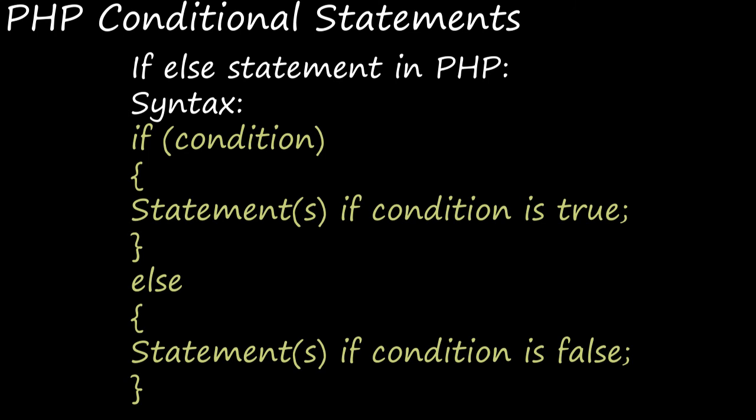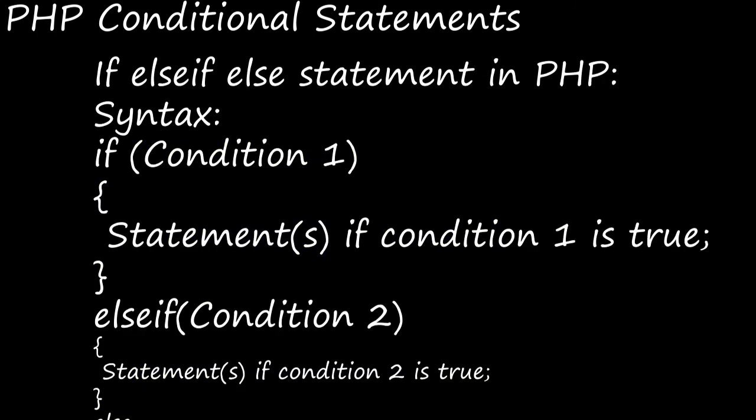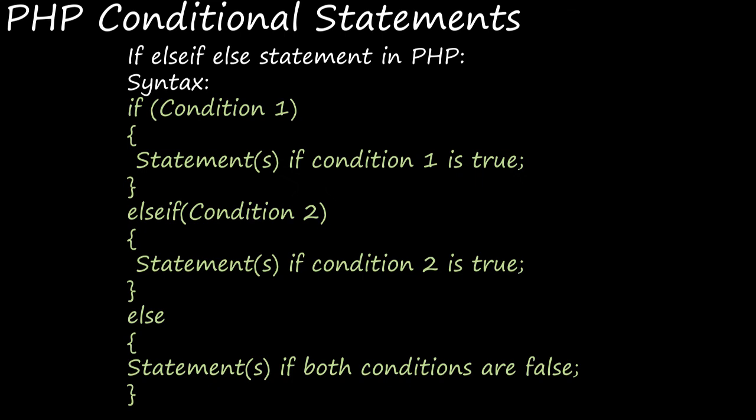If else means for true you will have one set of statements. If the condition is false, we will have another set of statements. With else if, we can have multiple conditions, right? If the condition is true, one statement will be inside a particular parenthesis. Parenthesis is nothing but a flower bracket.